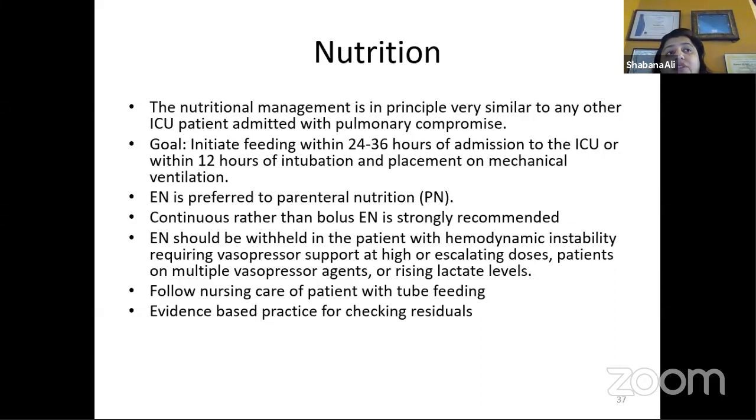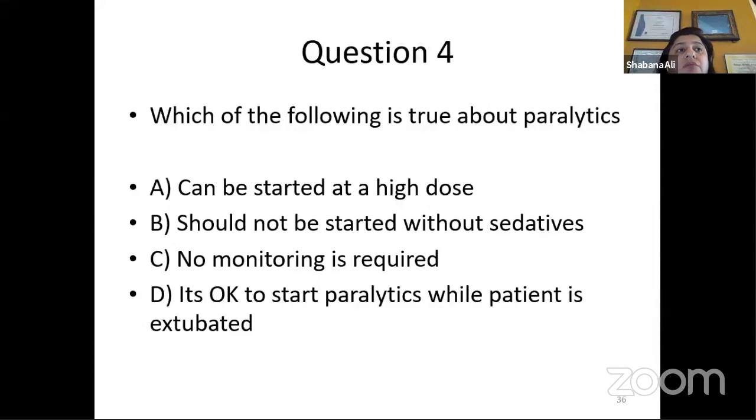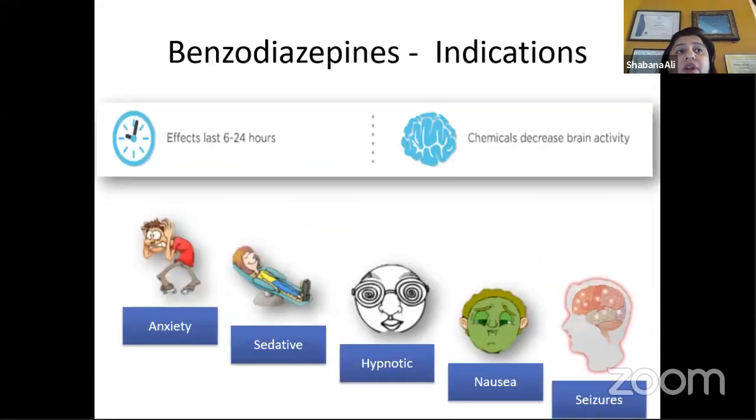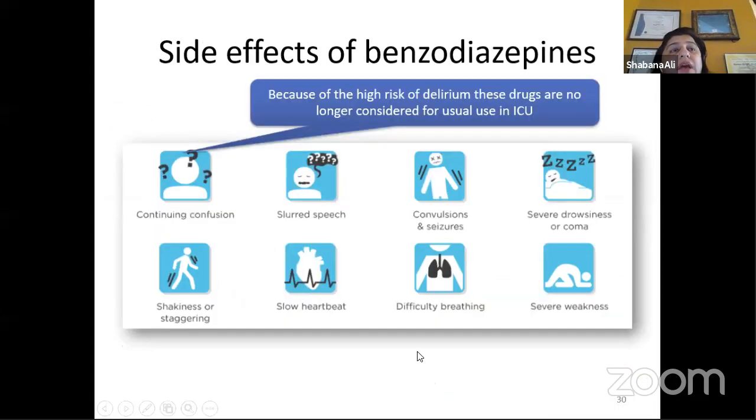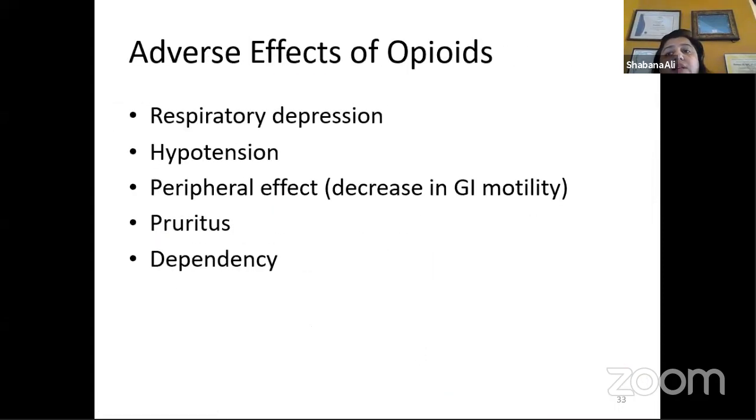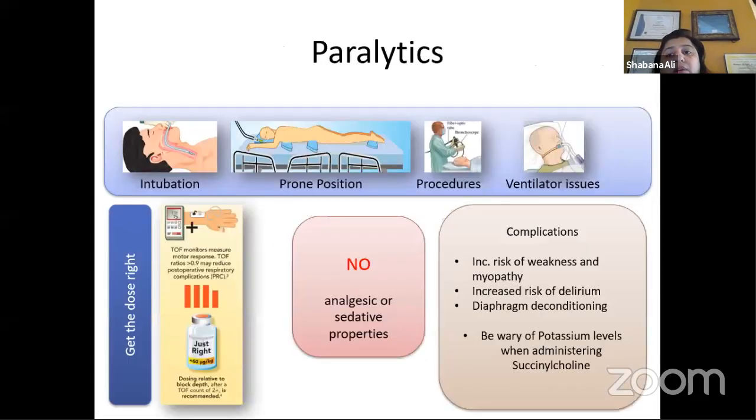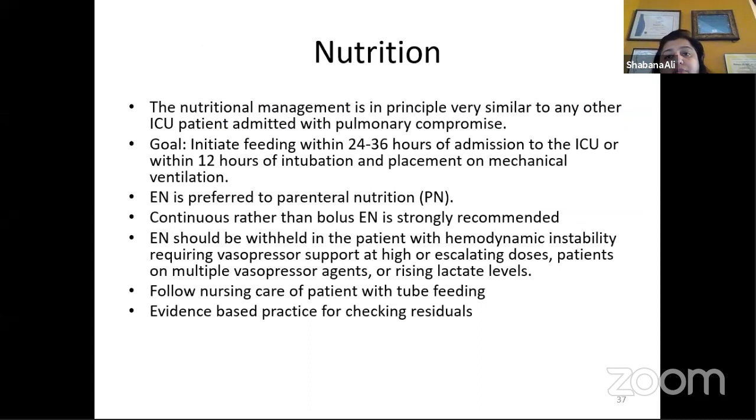And for that, all the rest of the nursing care is absolutely the same: check the skin, check that there is no occlusion, change the tubings every 24 hours, and make sure the feeding is not in the feeding bottle or feeding bag for more than 24 hours; change the bag. Those basic nursing things are very, very important when you are administering nutrition.